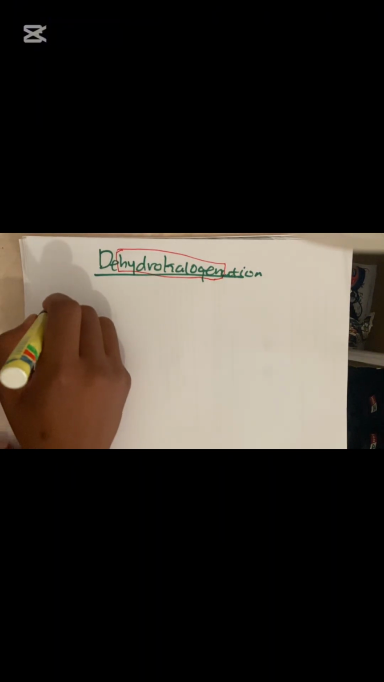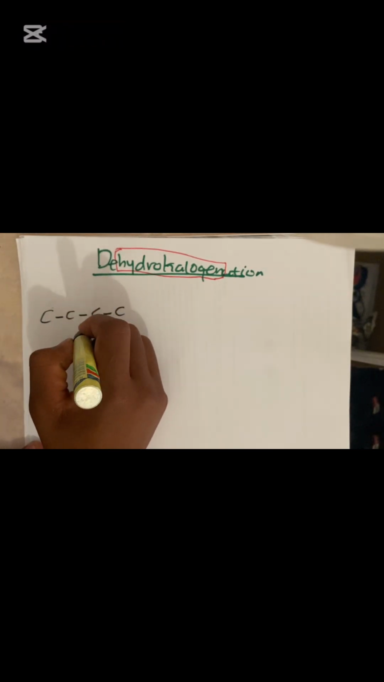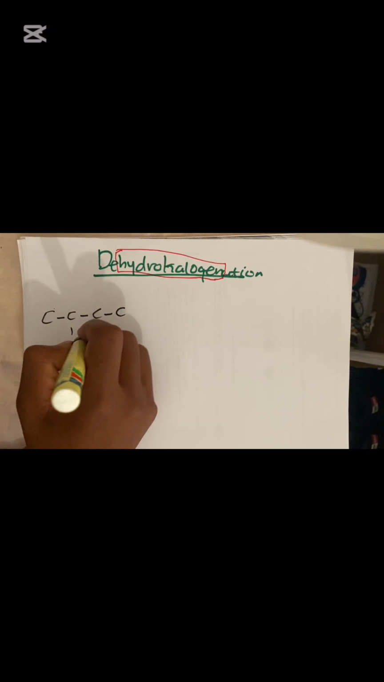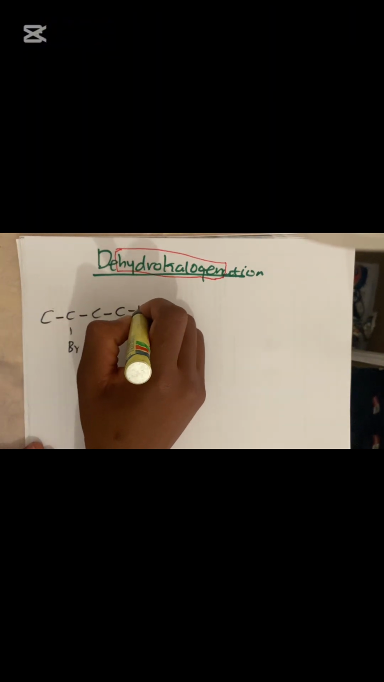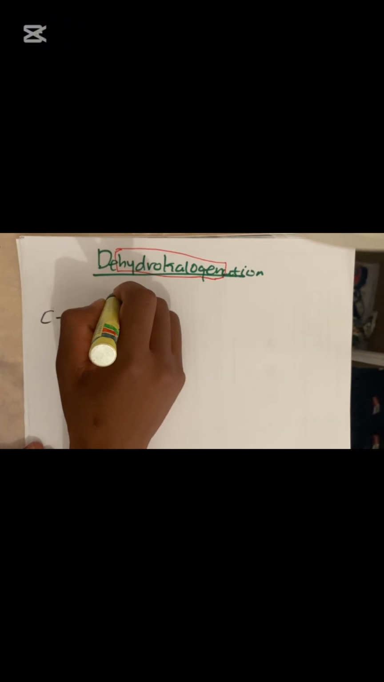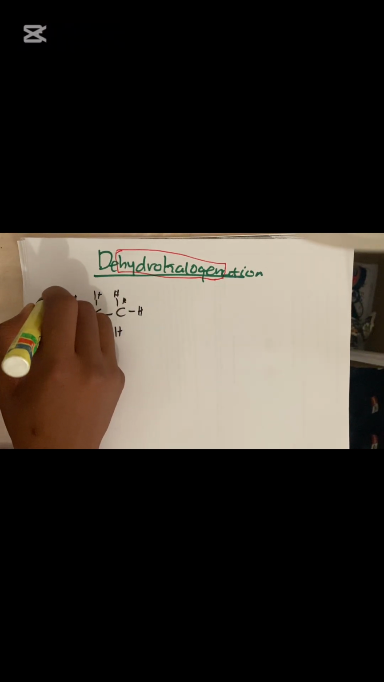We also start having single bonds. 1, 2, 3, 4. We also start by having a single bond Br, and then we have H, H, H, and then we have this hydrogen. Guys, don't be lazy to write this one in the examination.